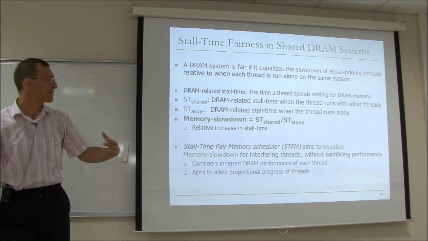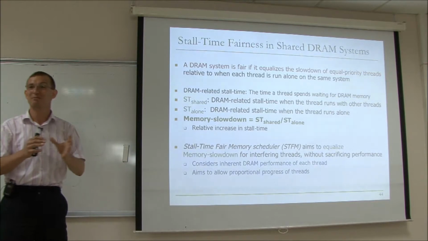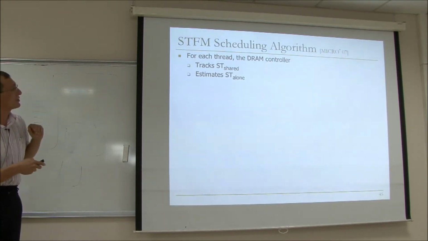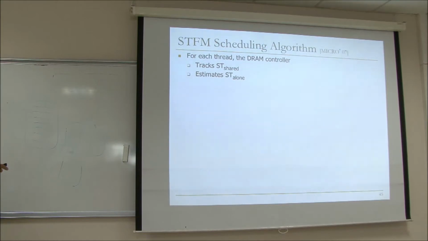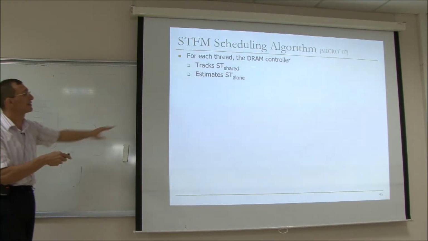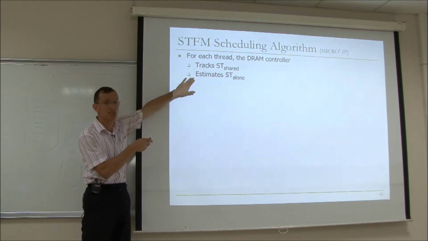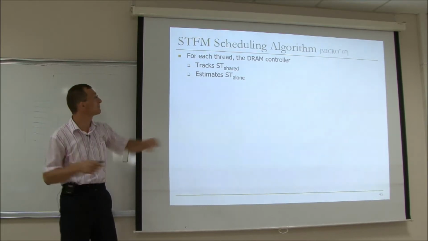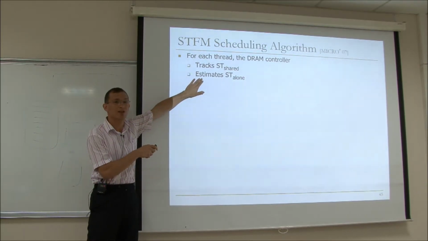But today we get, of course, some threads not making any progress at all for a while. So how do you actually, what is the algorithm once you can estimate memory slowdown? So for each thread, the DRAM controller tracks stall time shared. And this is actually easy to do because the applications are running together with each other. Right? It also estimates stall time alone. This is the harder part.